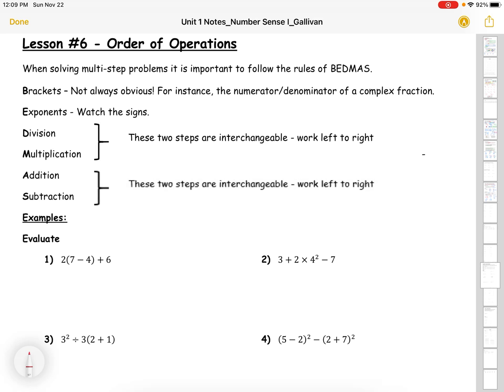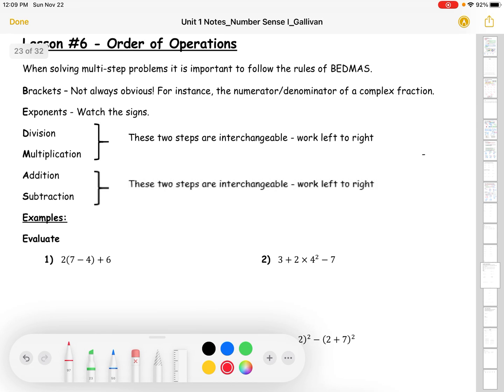if you're in France or Egypt or Nairobi or Russia or Antarctica or Canada, if you're following these rules, you're going to get the same answer. Okay, so it becomes very important to follow order of operations. And they are kind of our baseline for our mathematical procedures.